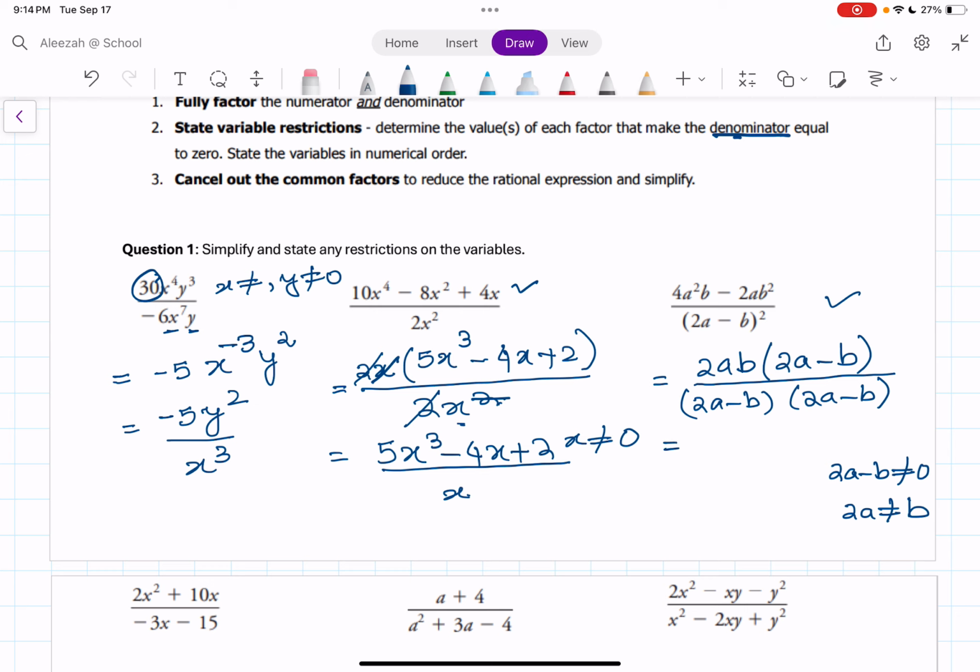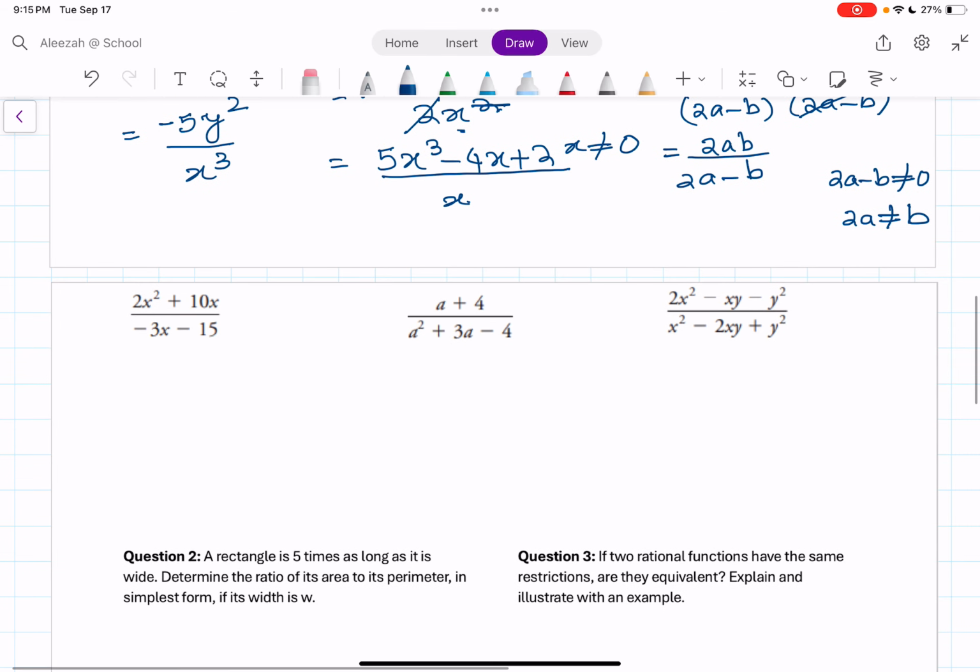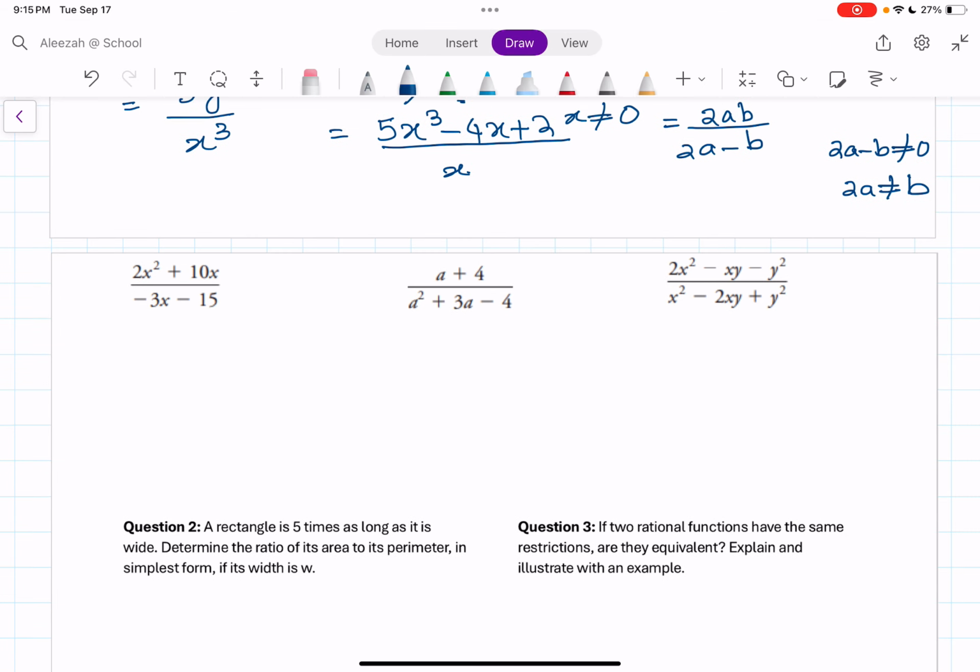And now when I simplify that, that cancels out, and I'm left with 2ab divided by 2a minus b. And that is my answer. Okay, now here is again the same thing. It's a polynomial, and now you have to factor it. So here we can take the common factor, which is again 2x. So I'm left with x plus 5.